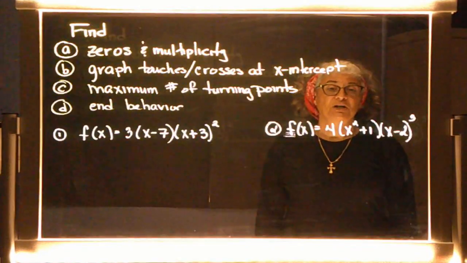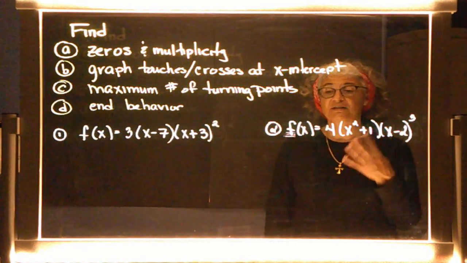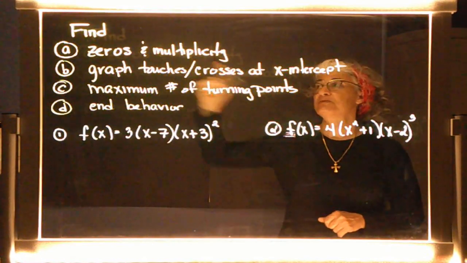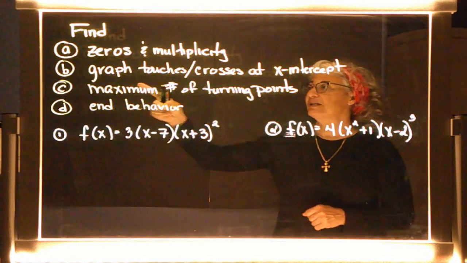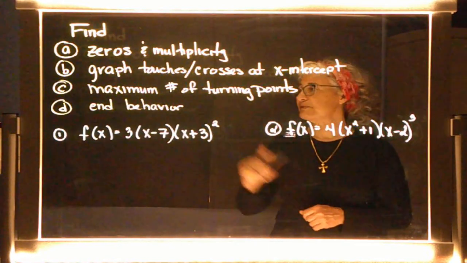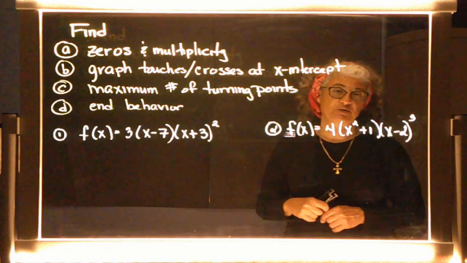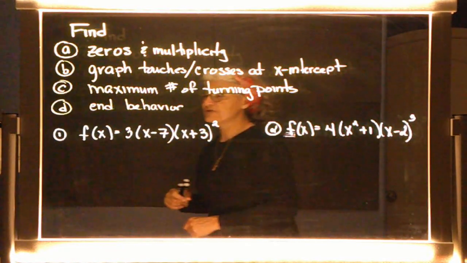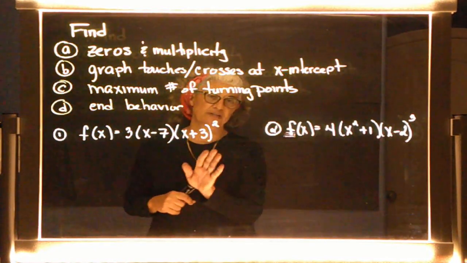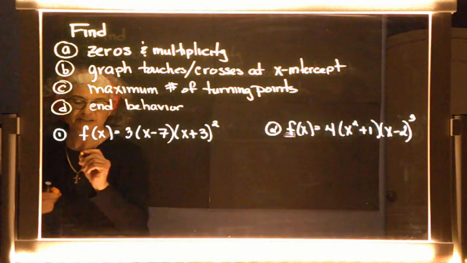I've got some examples. Okay, so let's look at these directions. They would like us to find 4 things for these two polynomials. They'd like us to find their zeros and multiplicity. They'd like us to find if the graph touches or crosses at that x-intercept. They'd like to know the maximum number of turning points, and they'd like to know the end behavior. So let's look at this first one. First off, they want to know what the zeros are for this particular polynomial. So we need to find the zeros.